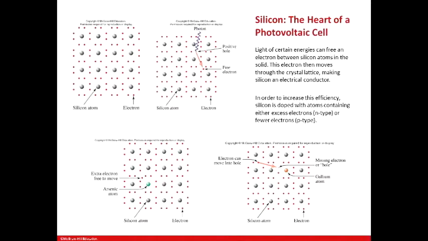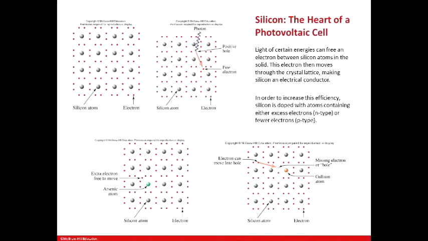Light of certain energies can free an electron between silicon atoms in the solid. So it hits, and it frees an electron, and it creates a hole, so that basically electricity can work. The electron then moves through the crystal lattice, making silicon an electric conductor.